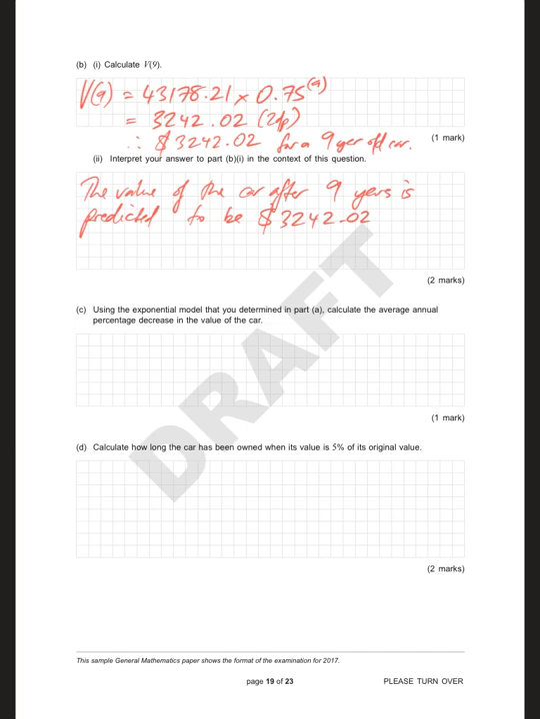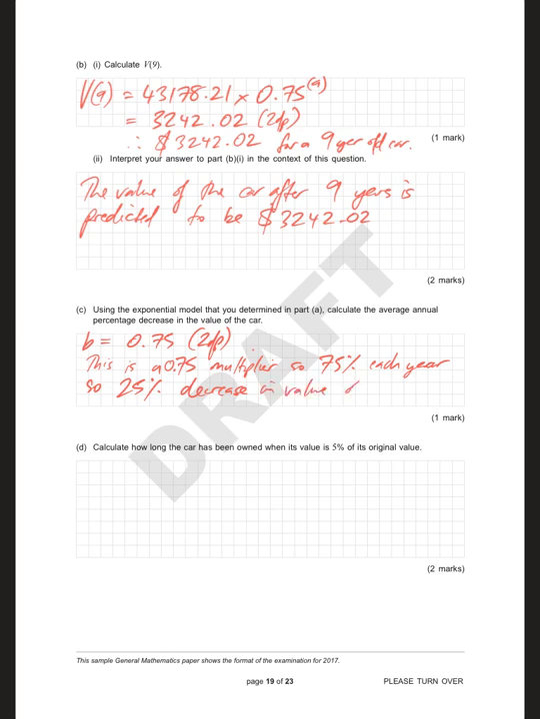I already rounded before. Using the exponential model that you determine, calculate the average annual percentage decrease in the value of the car. B was 0.75 to 2 decimal points. This is 0.75 multiplier. So 75% each year. So 25% decrease in value of car annually, every year.